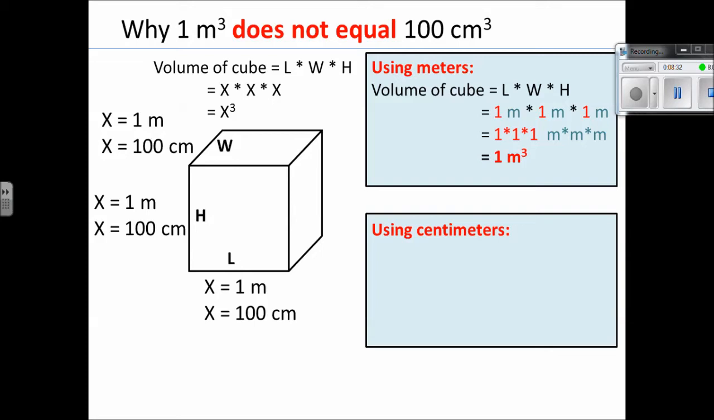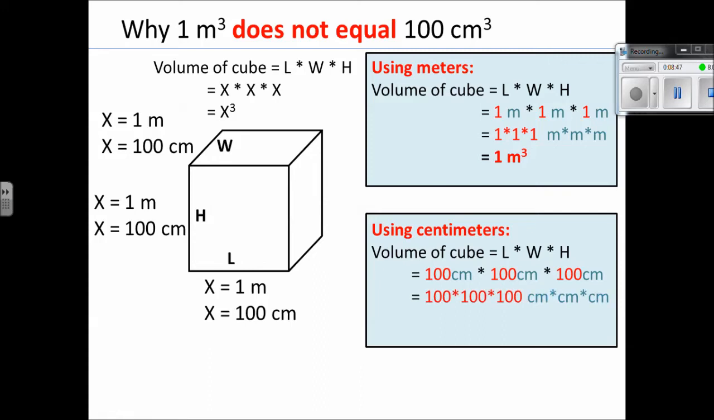Let's solve for this in centimeters. The volume of a cube, again, length times width times height, well, it's the same thing. This length is also 100 centimeters. This width is 100 centimeters. This height is 100 centimeters. So therefore, to solve for this, we get 100 times 100 times 100, and centimeter times centimeter times centimeter, which gives you the volume of this cube in centimeters is 1 million centimeters cubed.